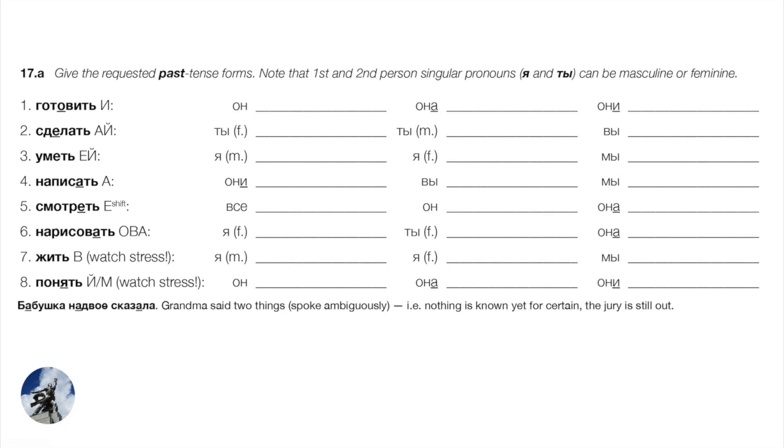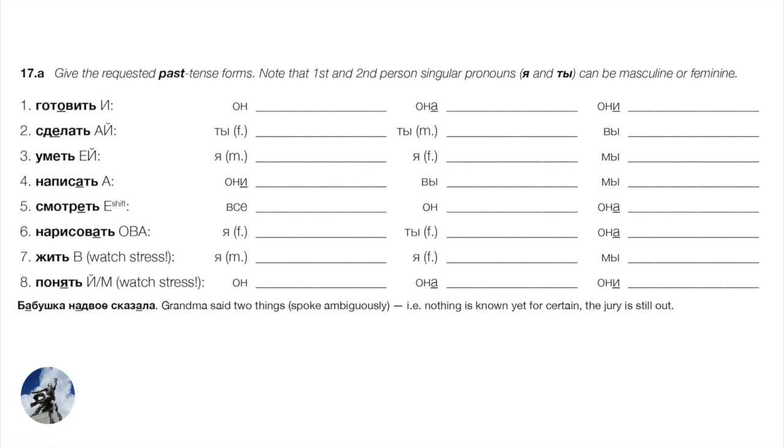Уметь, past tense, to know how to do something. Я, okay, я is singular, it can also be masculine or feminine. Я, masculine, умел. Я умел. A feminine speaker would say я умела, and мы is plural, мы умели, we knew how to do something. That's imperfective. Okay, number 4, the perfective of писать is написать. So we would use this perfective form написать to talk about getting something written, finishing our writing. Они, okay, that's plural. Они написали, they wrote, they got something written. Вы, also plural, you all or you polite. Вы написали, мы написали. So all these forms are plural, so they're all going to be написали. That's our only option in the plural.